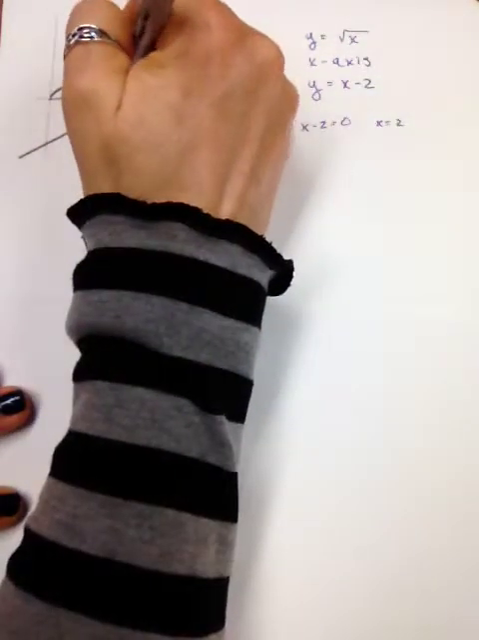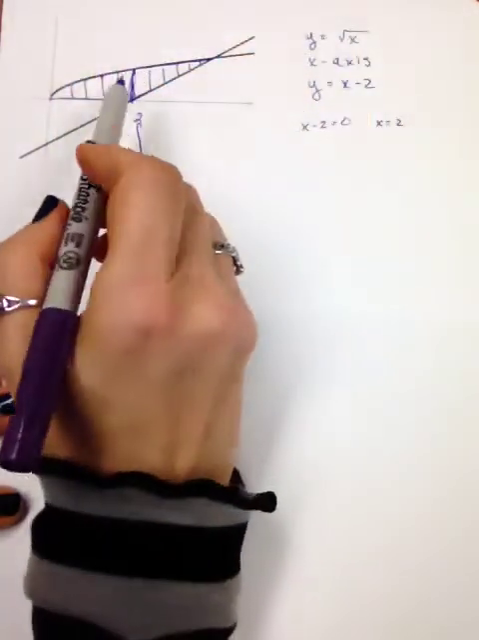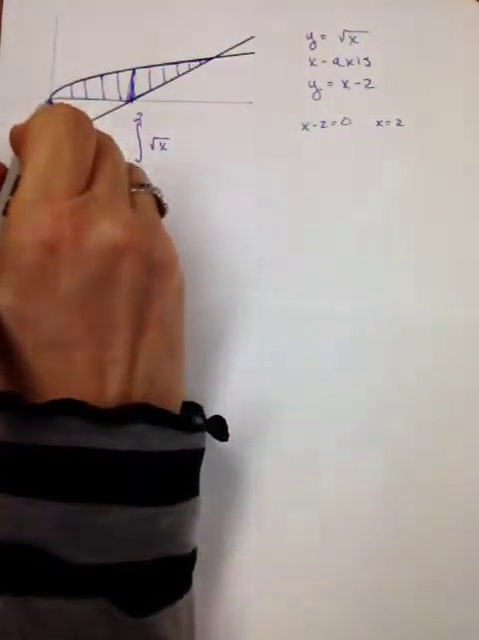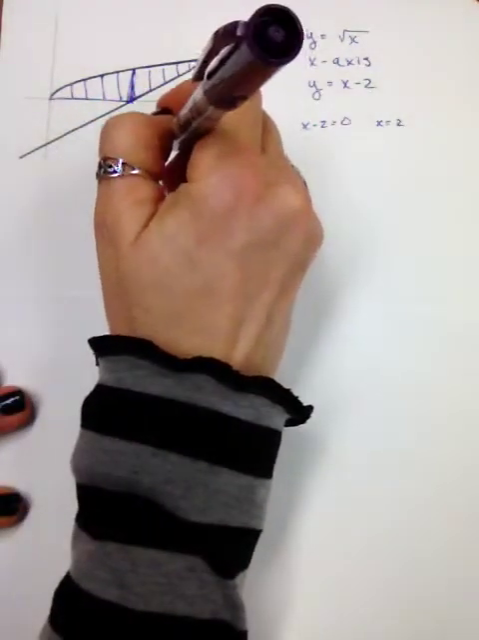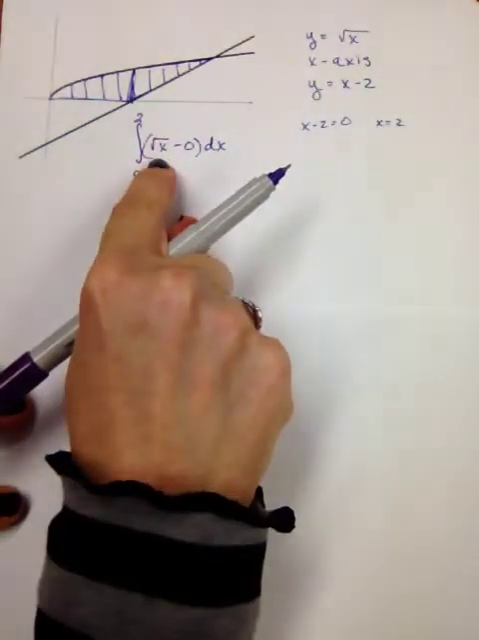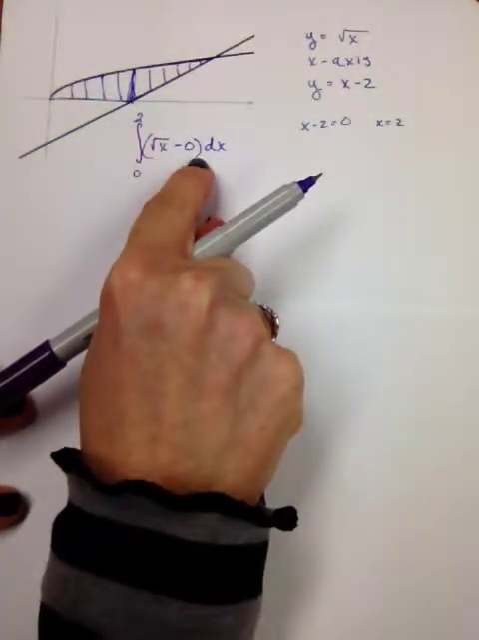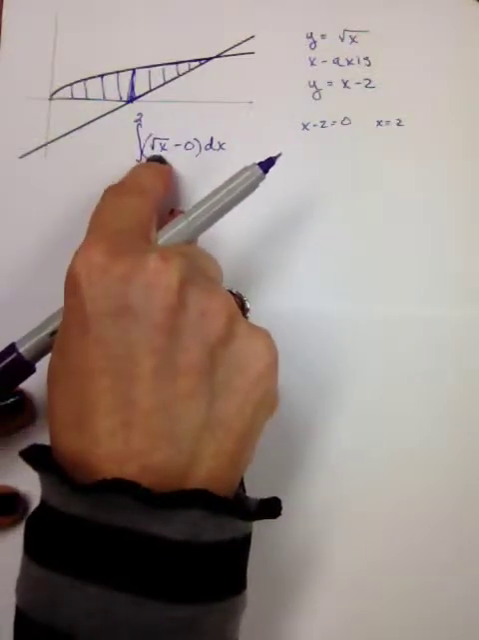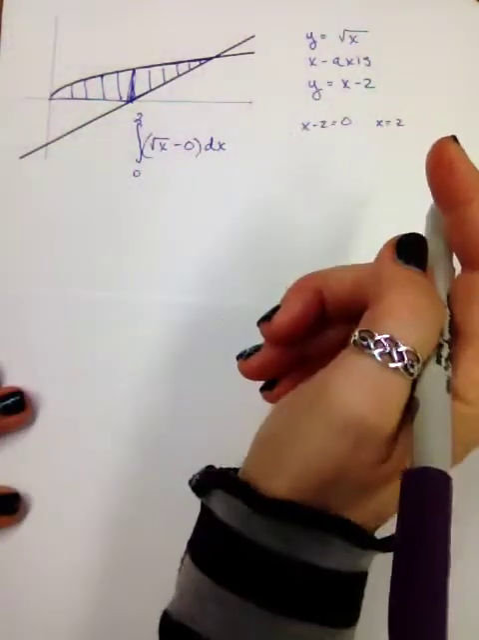For that region, which is this region right here, my more positive function is the square root of x, and my less positive function is y equals 0. So I would be integrating the square root of x minus 0 with respect to x from 0 to 2. And of course the square root of x minus 0 is just the square root of x.